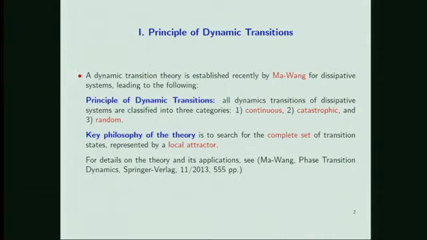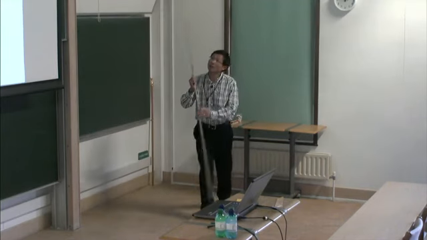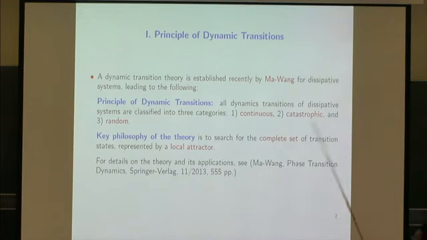In the end, we realized this study leads to a general principle: the dynamical transitions of dissipative systems can be classified into three categories. The first one is what we call continuous, the second is called catastrophic, and the last is called random. I will show you examples so you will see what those categories mean.